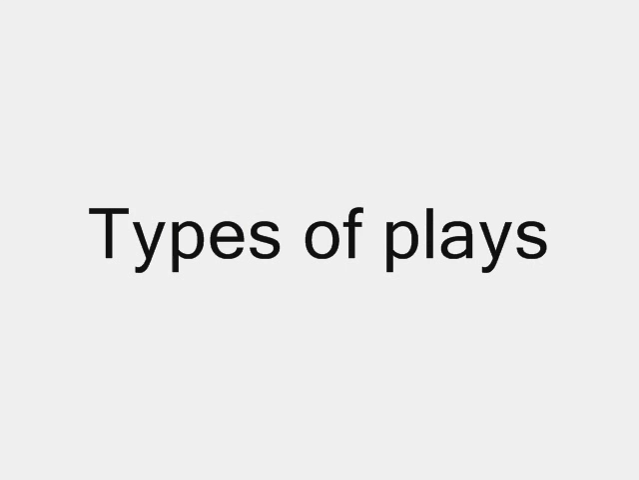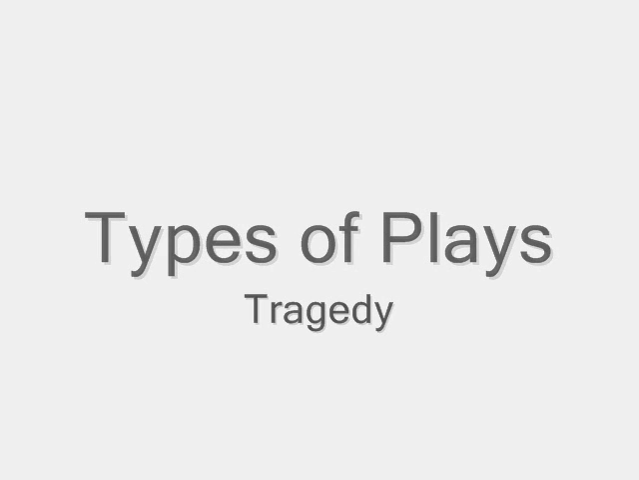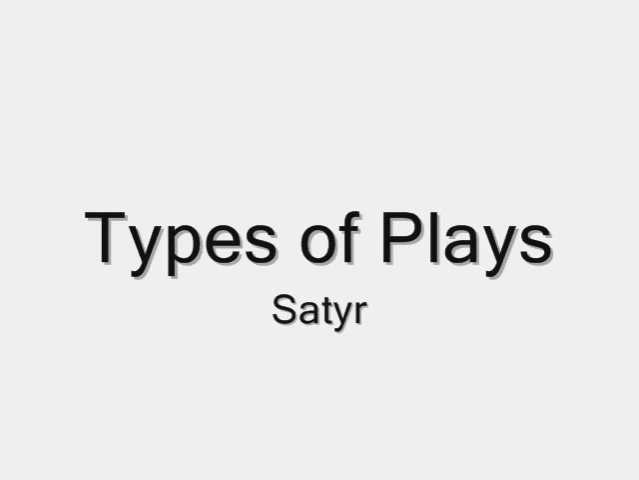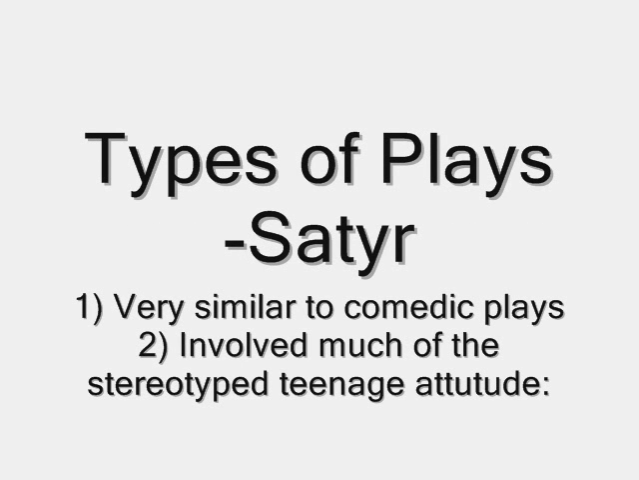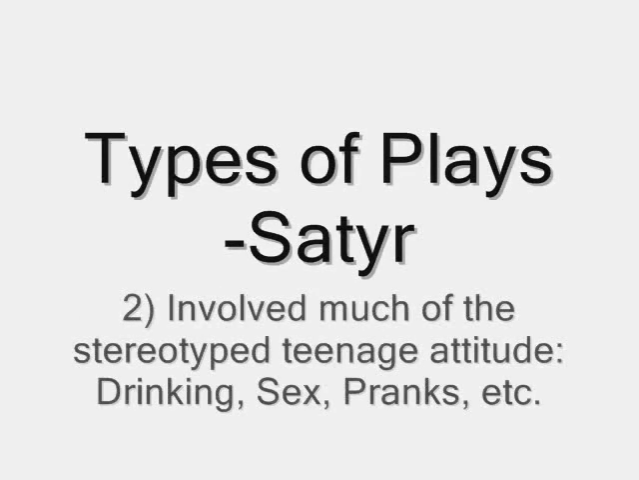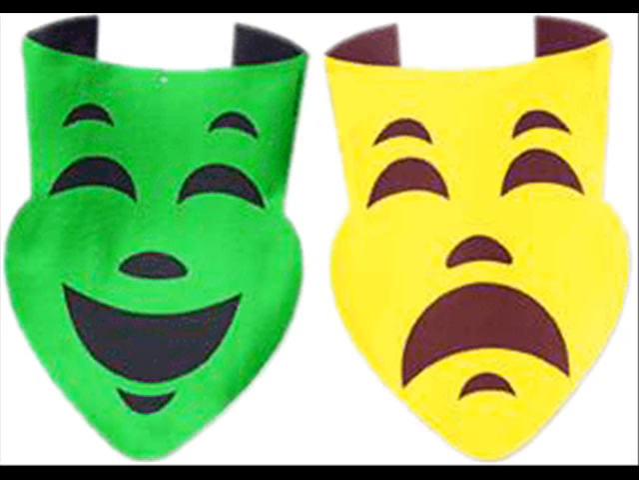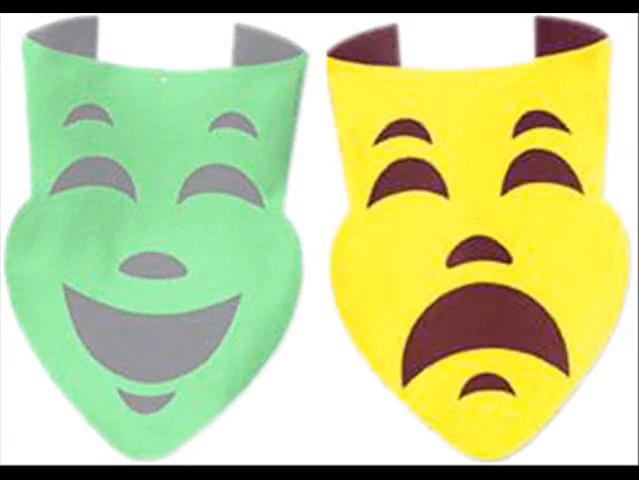There are three main genres performed in the ancient Greek theater. There were plays of tragedy, plays of comedy, and a genre of plays called satyr plays. I'm going to assume that you all know what a tragic and comedic play is, but a satyr play is very similar to a comedic play. It involves much of the stereotypical teenage attitude, like drinking, sex, and pranks, and stuff like that. In today's theater, only two out of those three genres are played: comedy and tragedy.